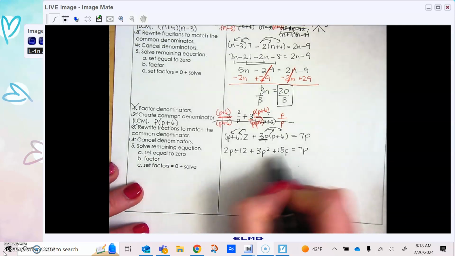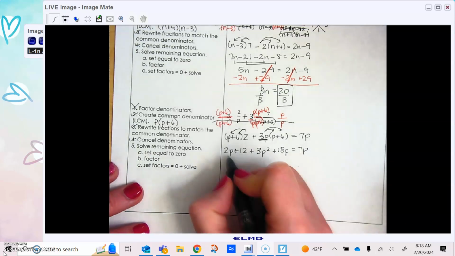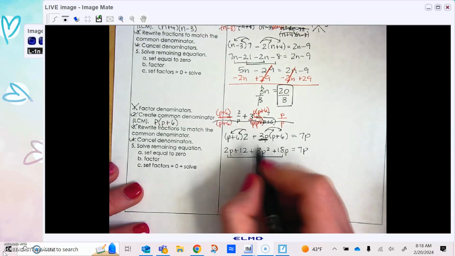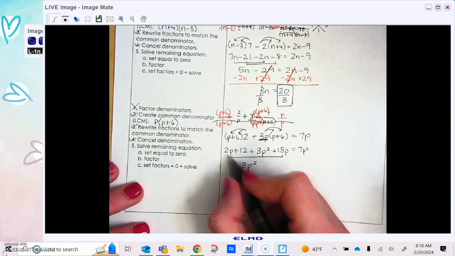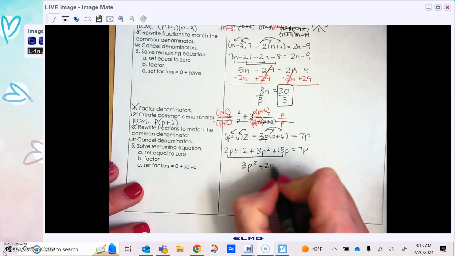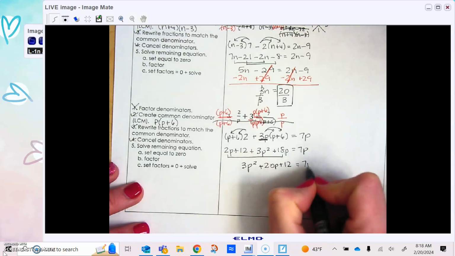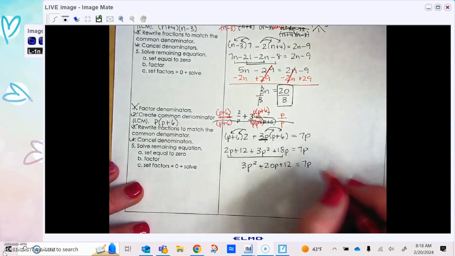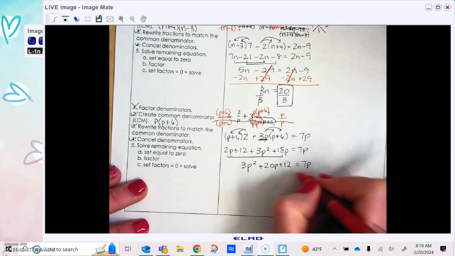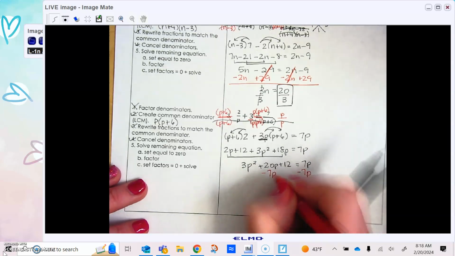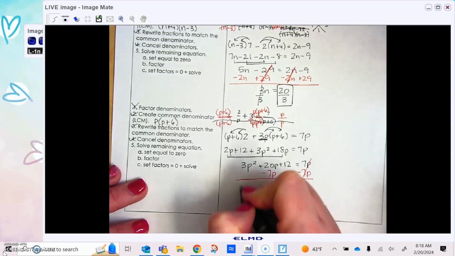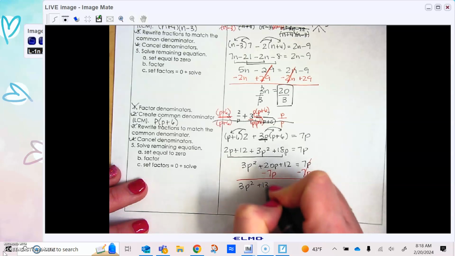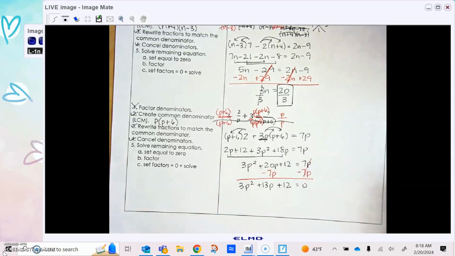So before I do that, I'm going to combine like terms over here. 2p and 18p combine, and I'm going to start writing this in standard form. So my squared term first, then the p to the 1, or linear term, which is 20p plus 12 equals 7p. So getting this equal to 0, my best bet is going to take the 7p and move it over. That'll be the easiest thing to do. So now I have 3p squared plus 13p plus 12 equals 0. So this is a quadratic.